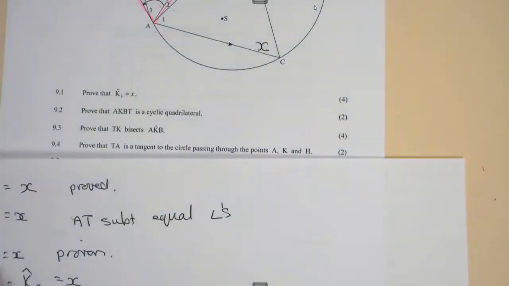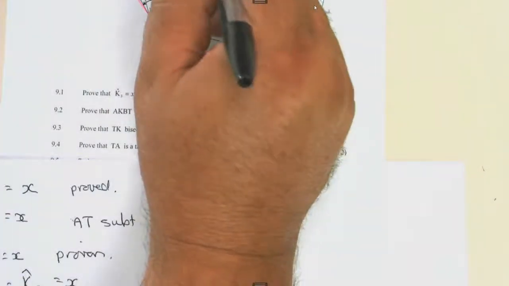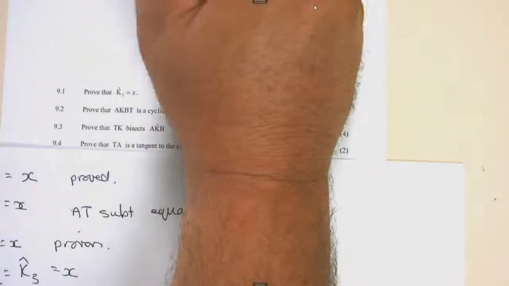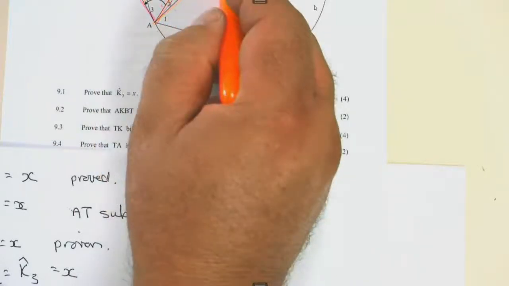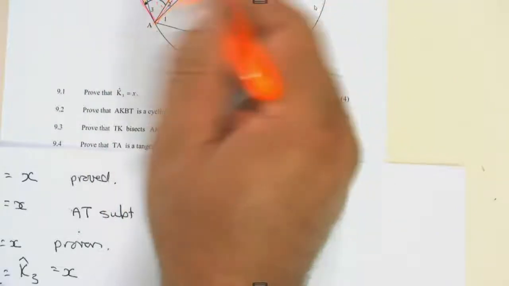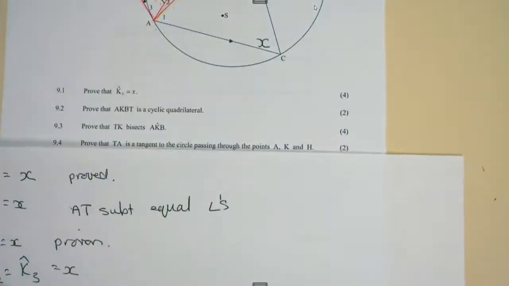The next question, 9.4. Prove that TA is a tangent to the circle passing through AKH. Right. Now, the circle passes through AKH. Do you see the angle between the tangent and the chord is equal to the angle in the alternate segment? Therefore, TA will be a tangent. Because that is X and that is X, the angle between a chord and a line is equal to the angle in the alternate segment, therefore that line is a tangent, the converse of the tan-chord theorem.